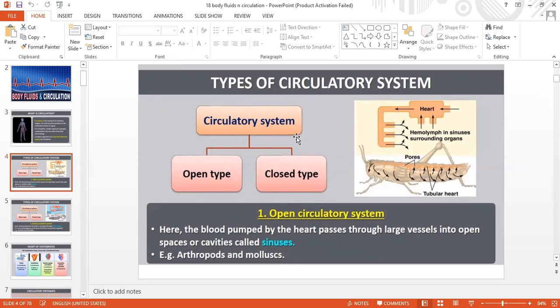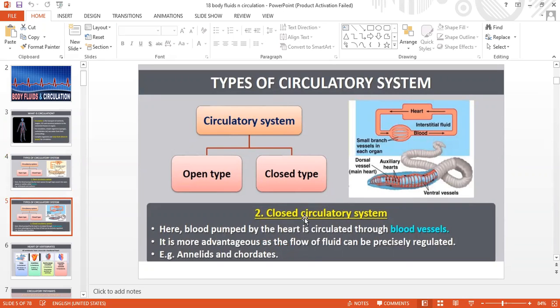Now let us see the types of circulatory system. Basically, there are two types of circulatory system, open and closed type. In the open circulatory system, the blood is pumped by the heart and it passes through the large vessels into an open space called sinus. You can see over here, follow my cursor, this is the heart, and from the heart it comes to the vessels, and from the vessel it comes into the large space which is known as sinus. This you generally see in arthropods and mollusks.